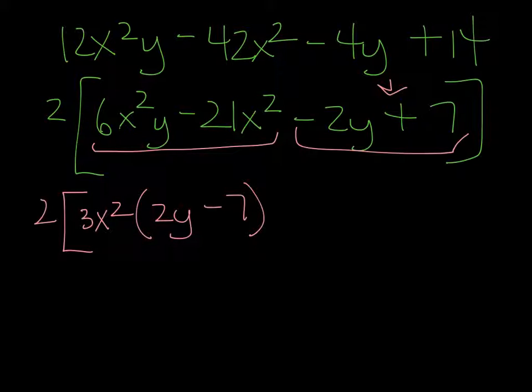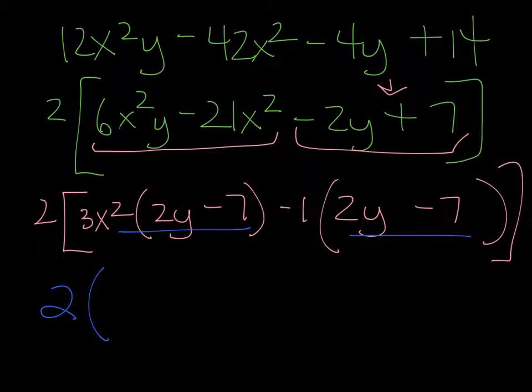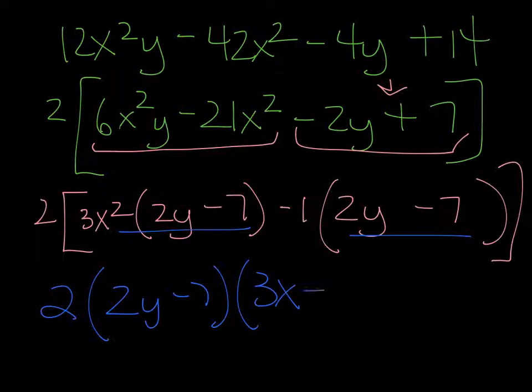Those are almost the same. They're completely the opposite. So what could I take out of negative 2y plus 7 to get a 2y minus 7? What I'd have to factor out is a negative 1. Because if I do, then I get negative 2y divided by negative 1 is 2y, and 7 divided by negative 1 is negative 7. So here's where I'm at. These have a 2y minus 7 in common. So my final answer is 2 times 2y minus 7 times 3x squared minus 1.